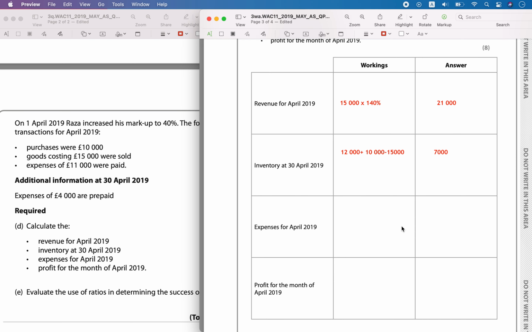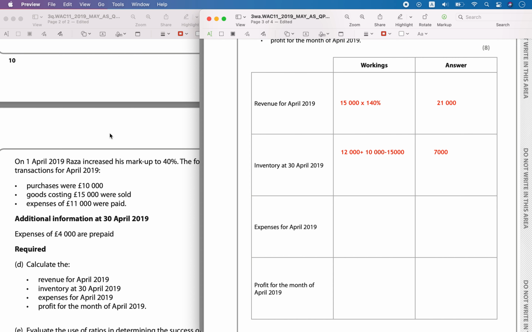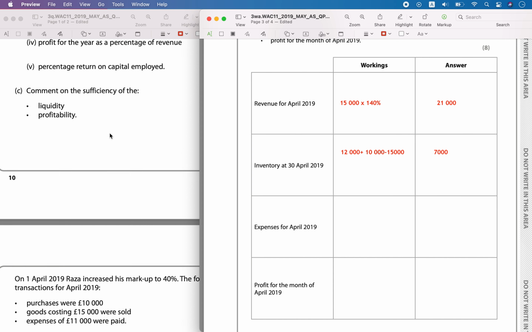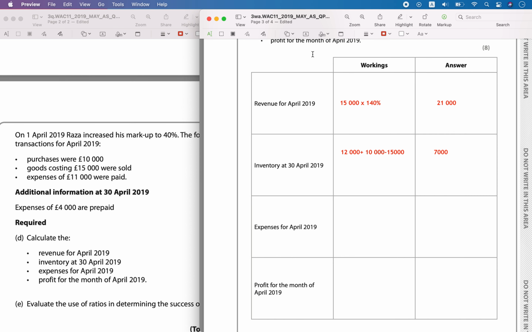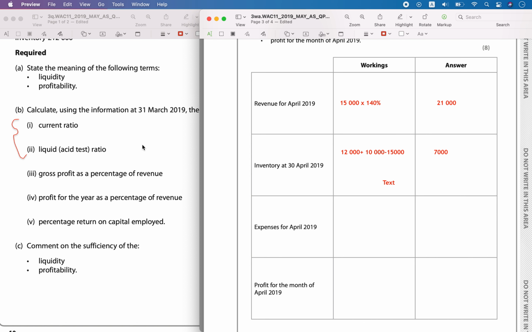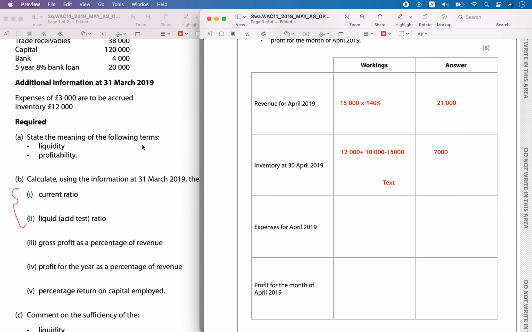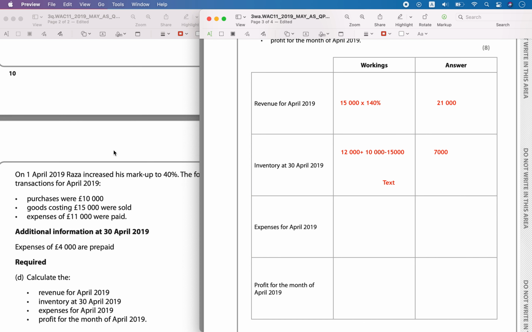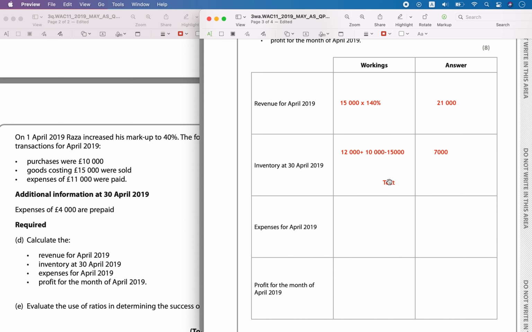Next is expenses for April 2019. The expenses of 11,000 were paid, but 4,000 were prepaid. So 11,000 minus 4,000, and also there was a previous accrued expense. So we have to take the previous accrued balance and then continue. The accrued balance from the previous month was around 3,000.